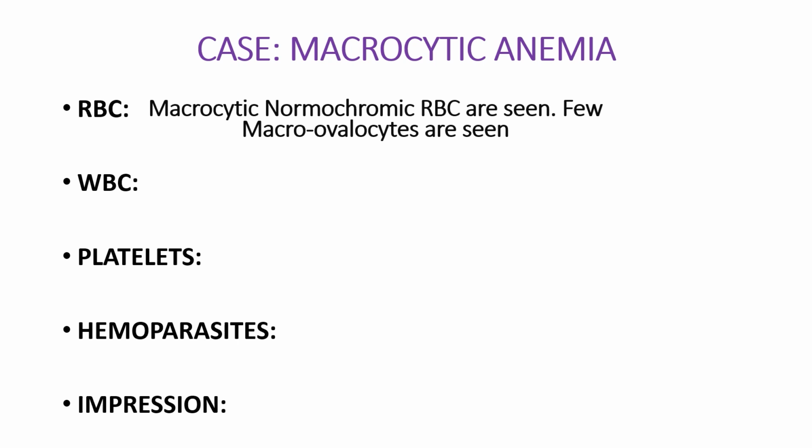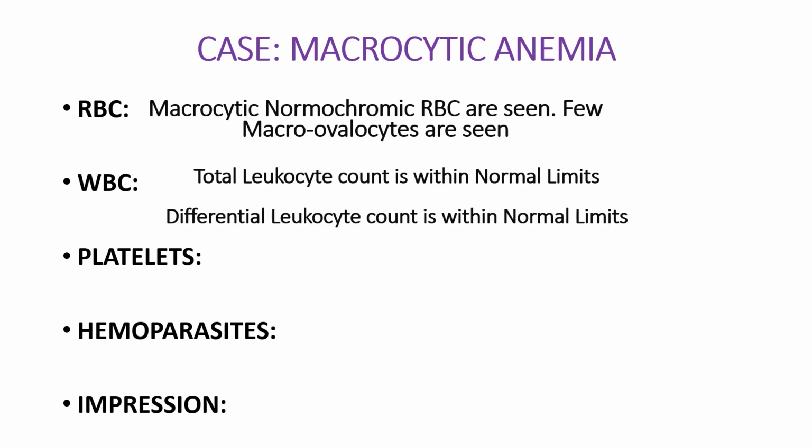Now what about the WBC? Once again, I told you once you have this, everything else is normal. So the RBC pathology we have finished. In WBC, you write two things: one is the total leukocyte count and one is the differential leukocyte count. So you have total leukocyte count is within normal limits and differential leukocyte count is also within normal limits, and platelets are adequate and hemoparasites are nil, and the impression here is macrocytic anemia.